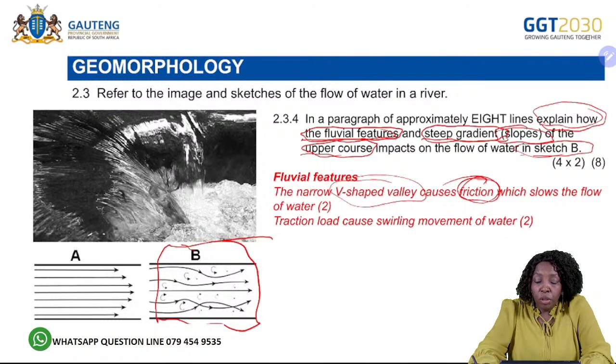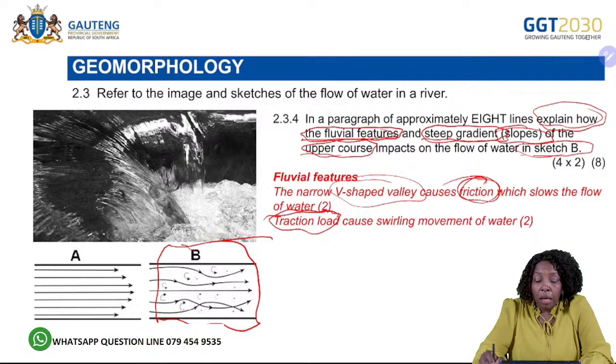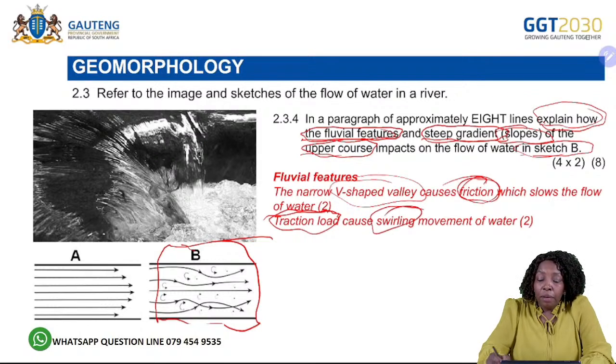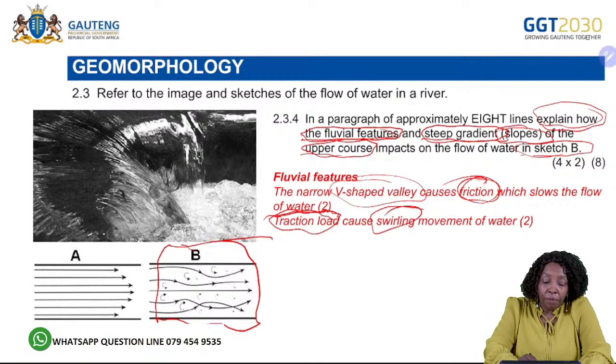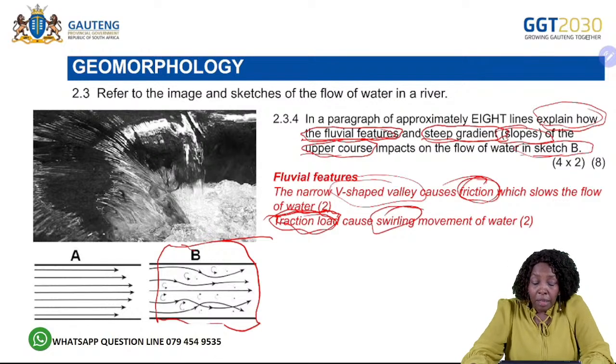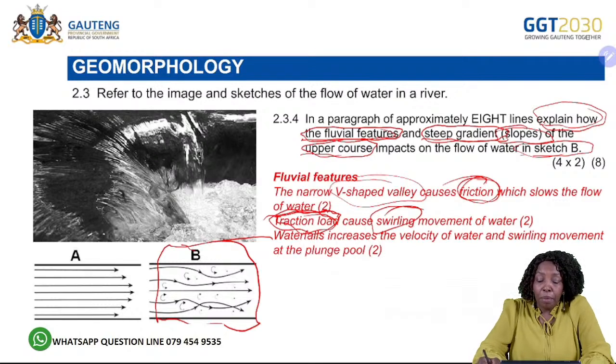Okay, the traction load causes swelling movement. So the load from the sediments that the river is carrying would cause some swelling, and therefore that would impact on the movement of water. So the water will swell due to the rocks that it's carrying. The load that we are referring to are those smaller particles that are broken down as weathering takes place there. Okay, and then waterfalls increase the velocity of water and swelling movement at the plunge pool.